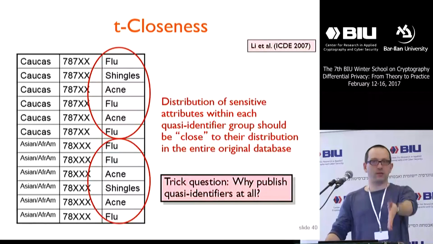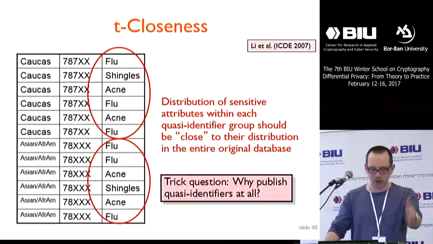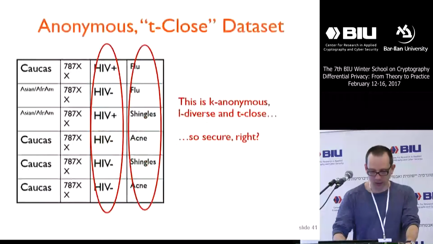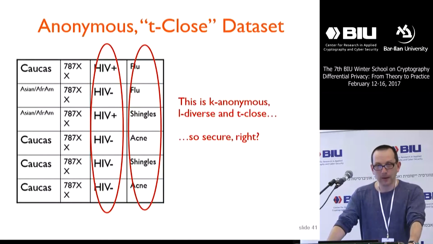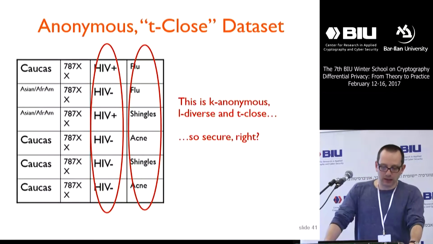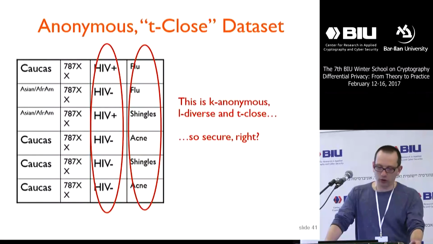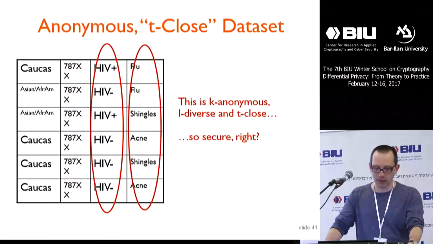Why not just split the database in half and just publish the distributions? It's kind of actually unclear what the answer to that is. Here is another issue. Here we have a data set that's actually K-anonymous, L-diverse, T-close, that satisfies every syntactic notion that everybody has come up with.